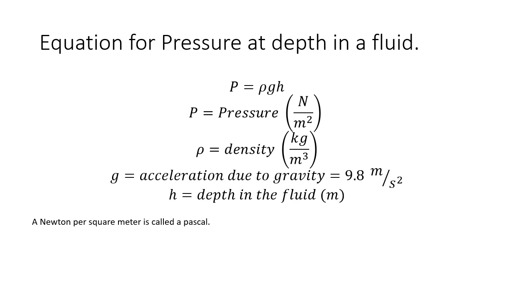All right, the equation for pressure at depth in a fluid. We'll be using this when we do math with this stuff. Pressure is equal to rho g h. Pressure equals fluid density in kilograms per meter cubed, times acceleration due to gravity, which is going to be positive, like it has been in the past, times h, the depth of the fluid.